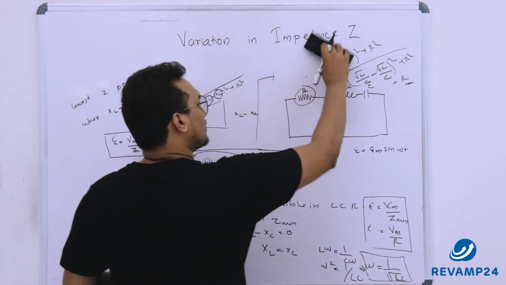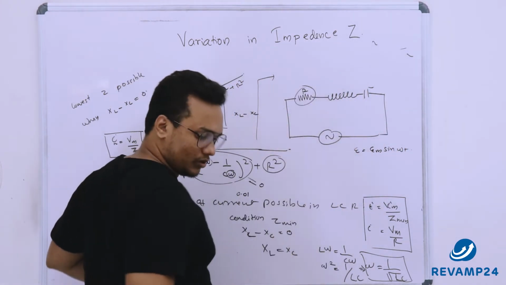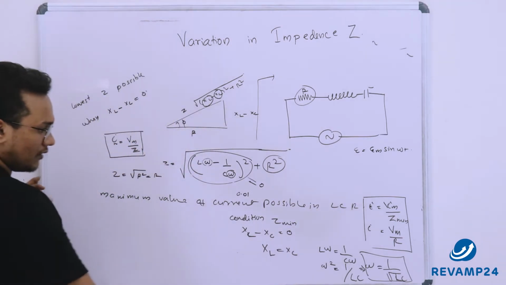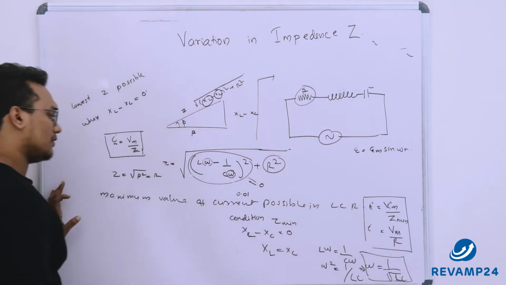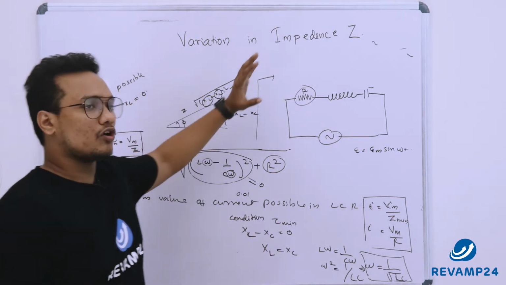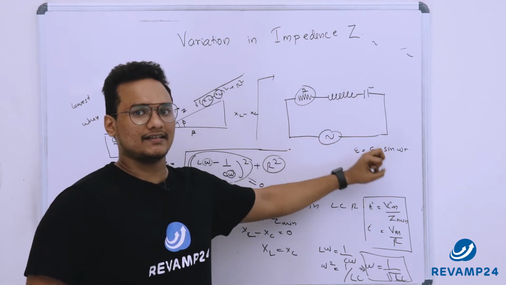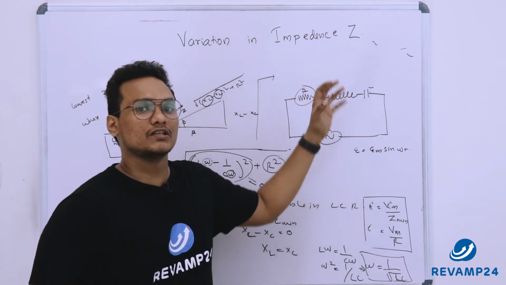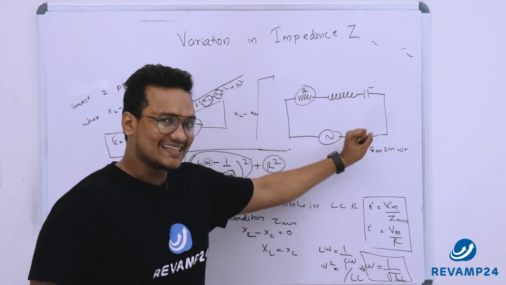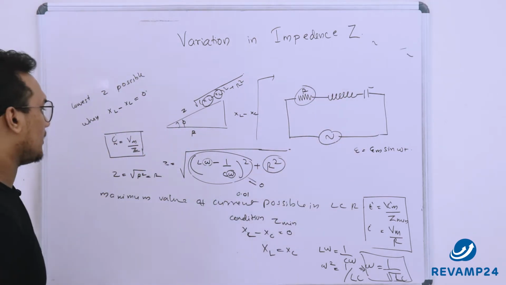So one thing is for sure: when frequency is equal to 1 by root LC, Z gives the minimum value, which means opposition to the current would be the least. Z means impedance, and that represents opposition to the current, and that would be least in the LCR circuit, giving the maximum value of current.